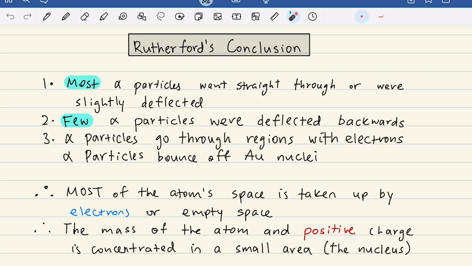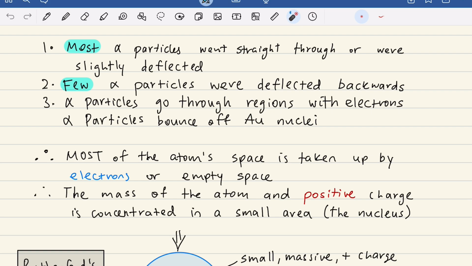So first, again, he observed that most alpha particles went straight through the gold foil sheet or were just barely deflected. And very few alpha particles were deflected backwards towards the radioactive emitter. And he also knew that alpha particles should go through regions populated by electrons and deflect or bounce off of gold nuclei. So from all of these observations and facts, he concludes that most of the atom space must be taken up either by negative charges, which he might have called corpuscles, but electrons as we do them today, or completely empty space, because the alpha particles would also presumably pass through empty space.